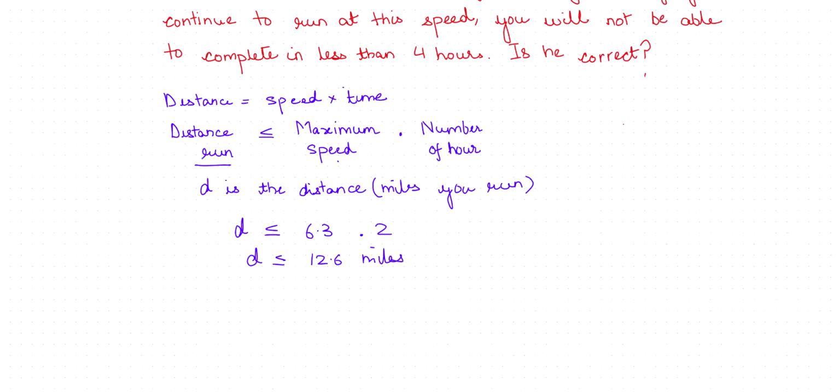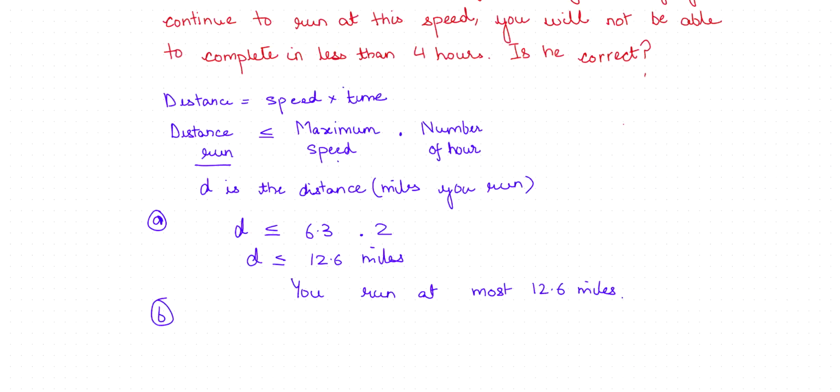So you'll run 12.6 miles if the speed is 6.3, and if it is less than that, then at most you will cover 12.6 miles or less. Because the maximum speed is 6.3, you will cover 12.6 miles or less. So this is the inequality that represents the distance covered in 2 hours.